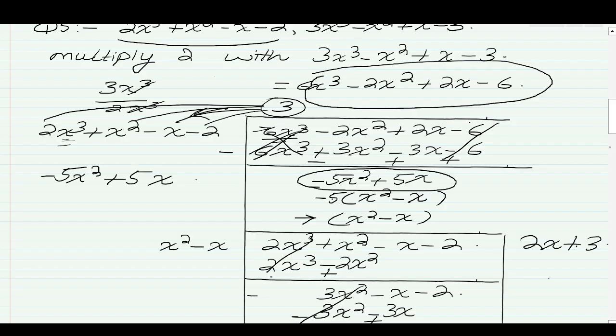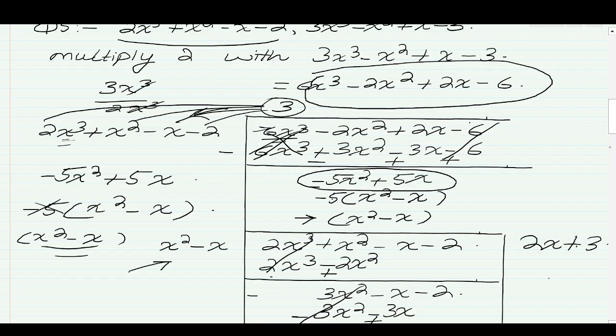What is the common between these two? It is negative 5. So if we take negative 5 out here, then we can write x square minus x. So our new divisor will be x square minus x because we are going to remove the common term. After writing x square minus x, we can place that into the divisor position, and then this polynomial will be in the dividend position.